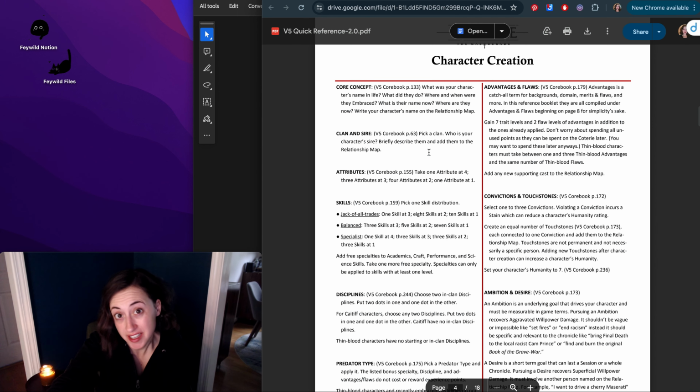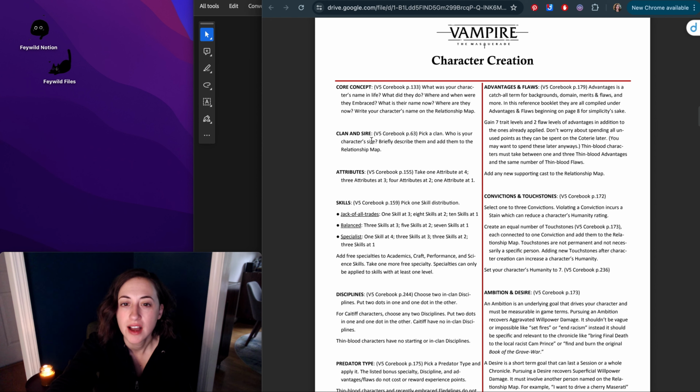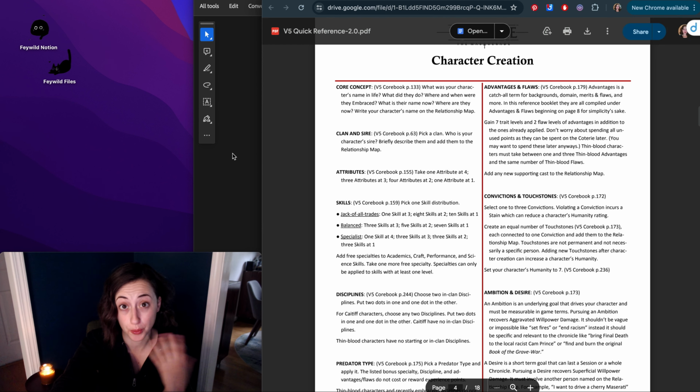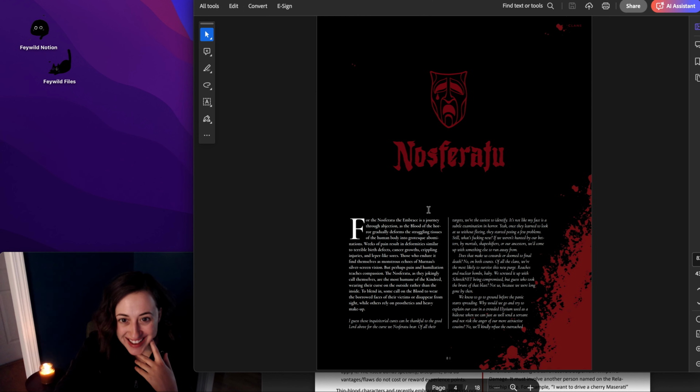So that's the next thing you pick. There's a bunch of different clans. They're split across both the Storyteller's Guide, I almost said DM, Storyteller's Guide, and the Player's Guide. So you'll want to make sure if you're a player you check out both if the Storyteller is allowing both. But I chose to play a Nosferatu.